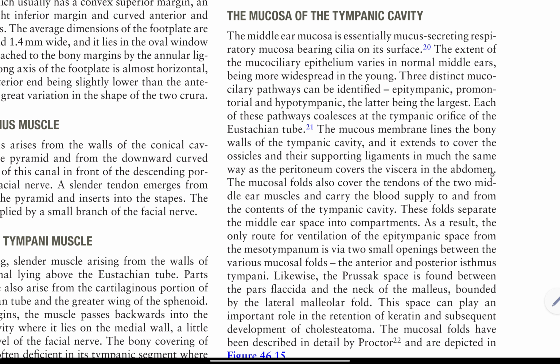As a result, the only route for ventilation of the epitympanic space from the mesotympanum is via two small openings between various mucosal folds, the anterior and posterior isthmus tympani. Likewise, the Prussak space is found between the pars flaccida and the neck of malleus, bounded by the lateral malleolar fold. This space can play an important role in the retention of keratin and subsequent development of cholesteatoma. The mucosal folds have been described in detail by Proctor and are depicted in figure 46.15.